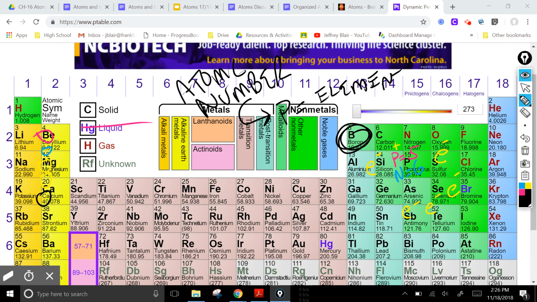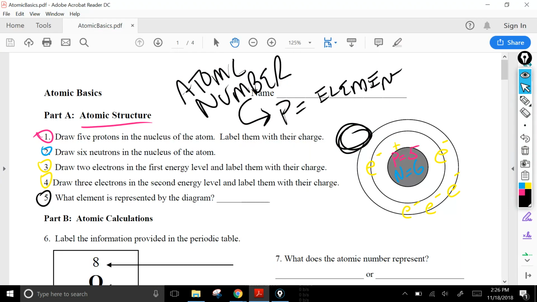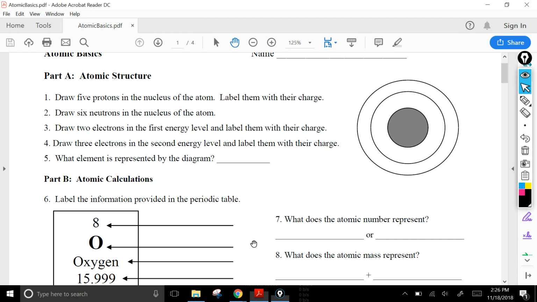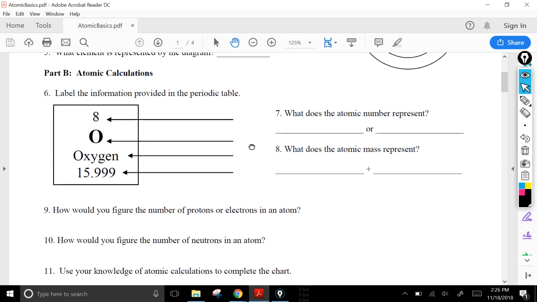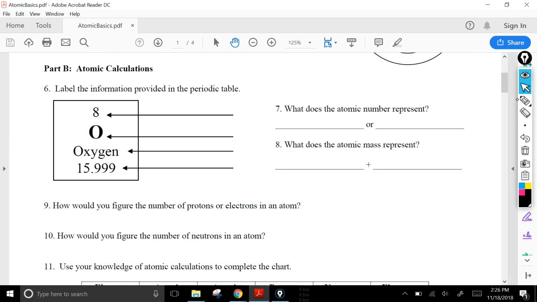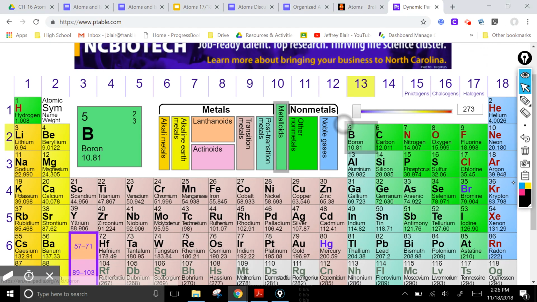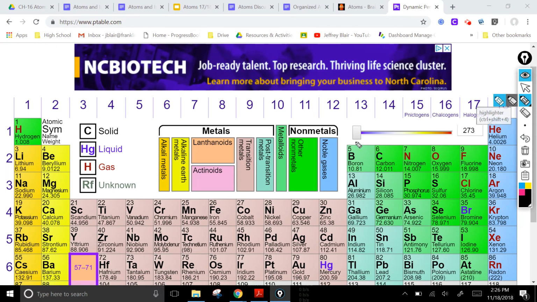So we can go back to our sheet. What element is represented by an atom that has 5 protons? Boron. The atomic number, the number of protons, tells you the element that it is. So to continue filling this in, let's label information provided in the periodic table. This top number in a box off the periodic table, if you look at a periodic table, you've got a box. This box gives you a certain amount of information.